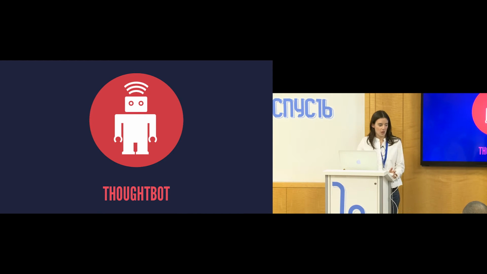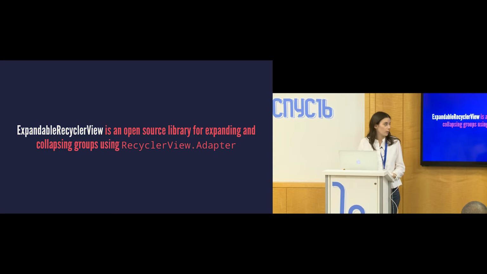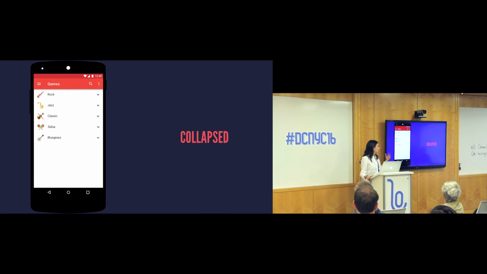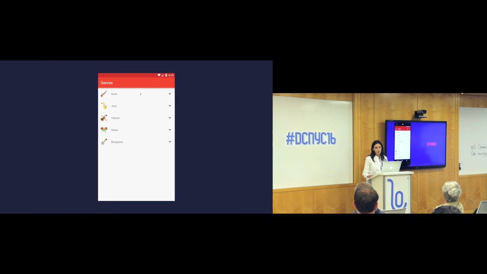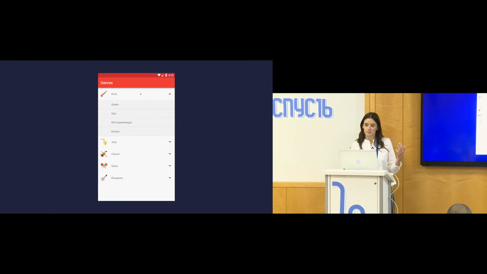As you probably guessed from the title of the talk, today I'll be talking to you about Expandable RecyclerView. Expandable RecyclerView is an open source library that I wrote for expanding and collapsing groups using RecyclerView.Adapter. It's a visual library, so there are a lot of visuals here. This is the collapsed state of a list of musical genres. This is the expanded state, and this library will help you achieve this. When you tap on a group, it expands to show you all the items within it, all the children items, and when you tap it again, it collapses.